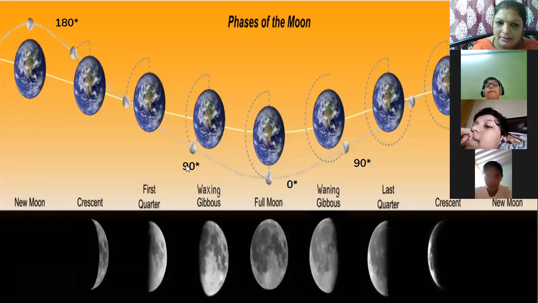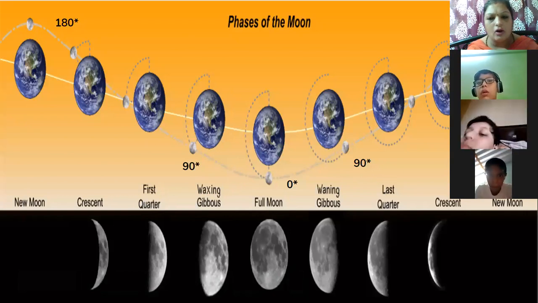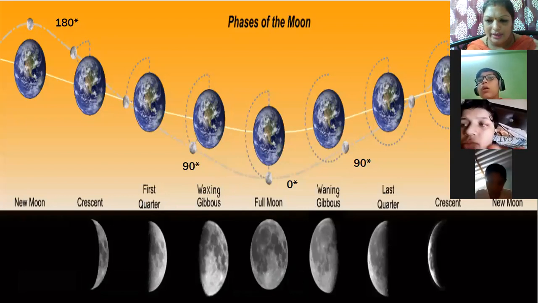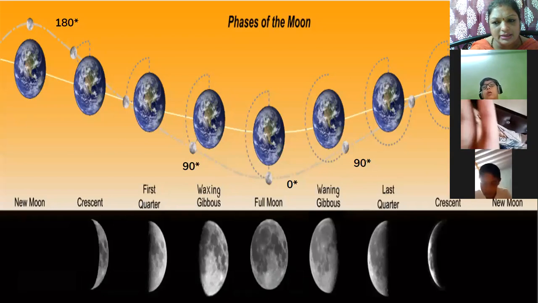And when it is 90 degree, that means it is on the first quarter and the last quarter of the moon. So let us go ahead. I broke all these diagrams into very small different things so that it's very easy for you to understand.